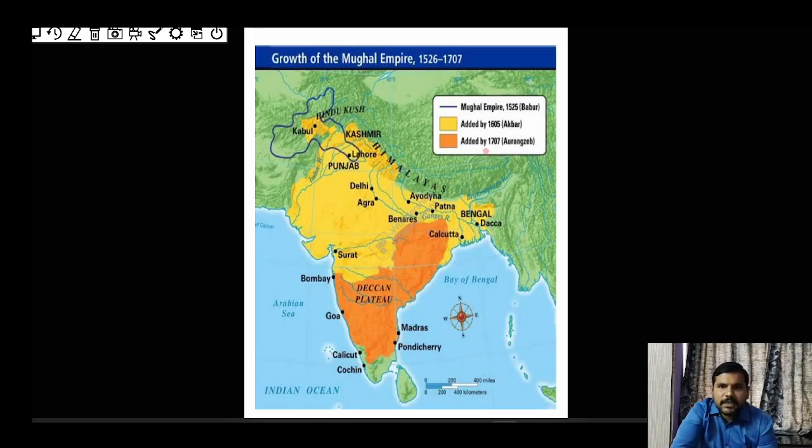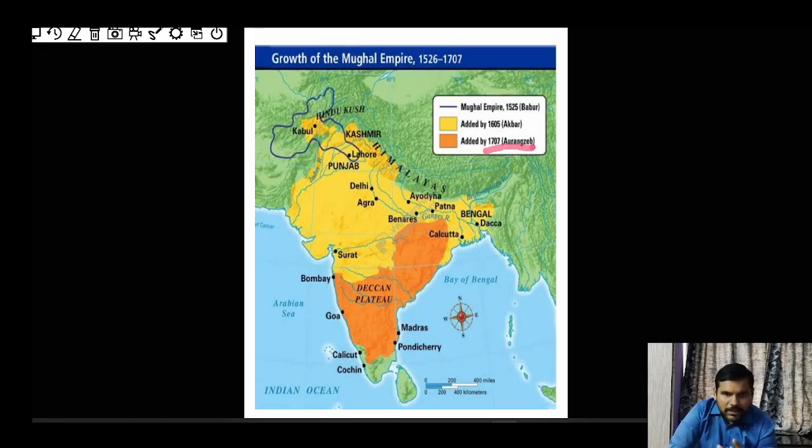1707 is where Aurangzeb's death happens. But up until 1857, immediately you have to remember the revolt, the Sepoy Mutiny, the first war of independence. In the 1857 revolt, the Mughal emperor was Bahadur Shah II, but he was just a nominal head. By that time the British had already taken control of everything, and that was when the Mughal Empire actually ended.